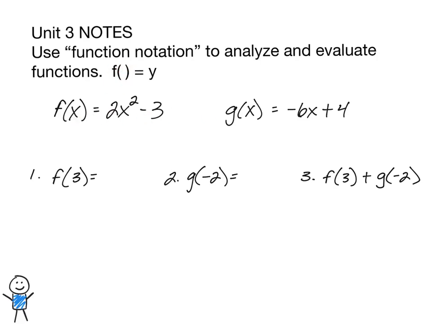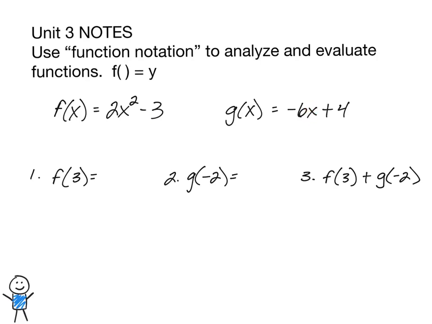And I'll read these top two functions up here. It says f of x is equal to 2x squared minus 3, and g of x is equal to negative 6x plus 4. Basically what this is saying is that f of x is a function, here it is, g of x is its own function, and here it is. And whatever we plug in place of this x beside the f, we're going to have to plug that in everywhere inside the actual function or equation in order to evaluate.